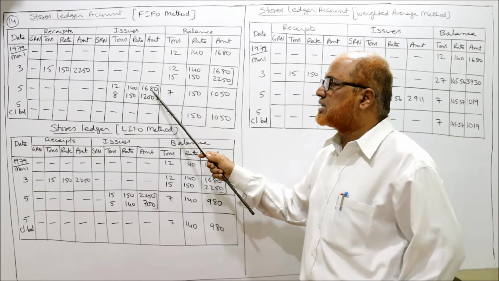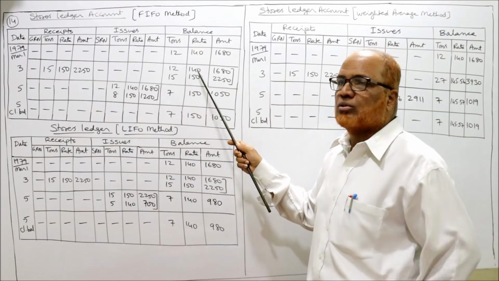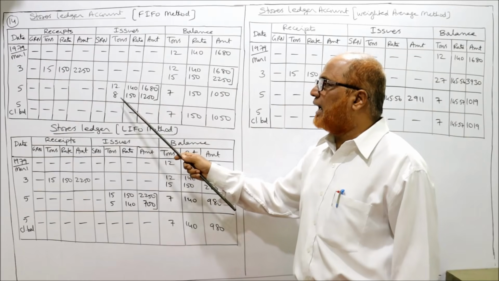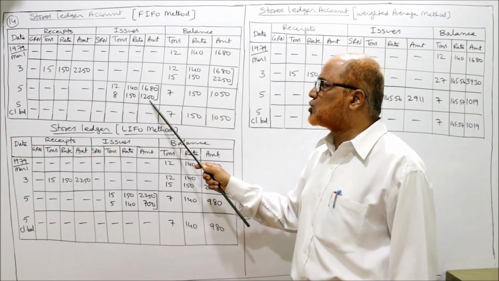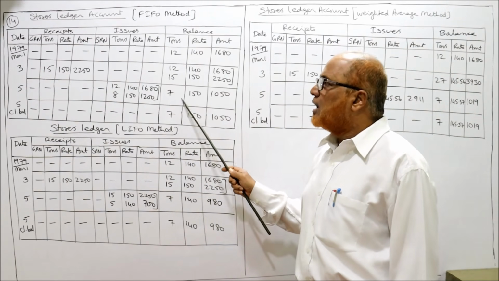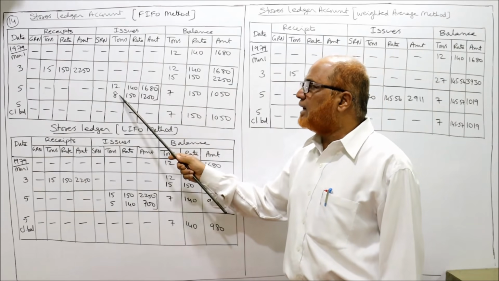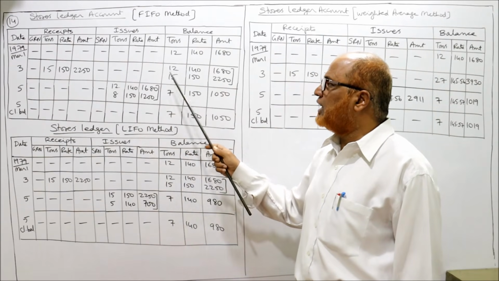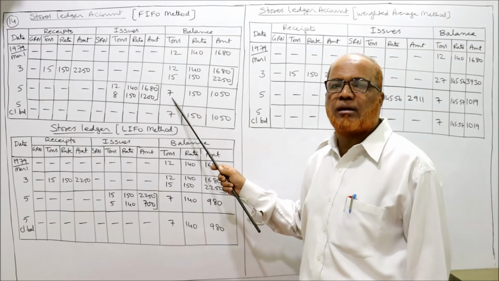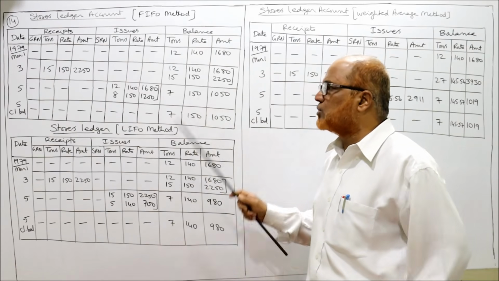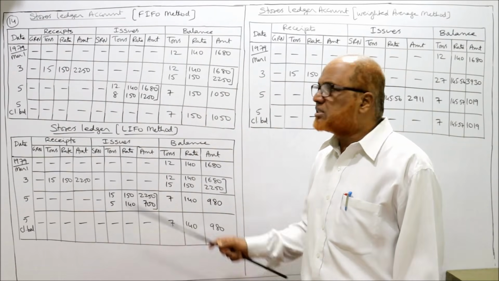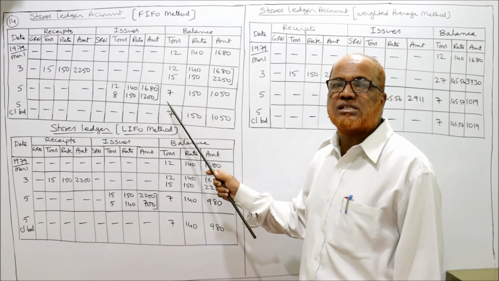12 into 140, 1680. This stock was issued. Out of 15, 8 tons are issued at 150 rupees, 1200. So 15 minus 8, 7 tons are remaining at 150 per ton, 1050. That's all. This is what it is asking you, at what price it is issued.